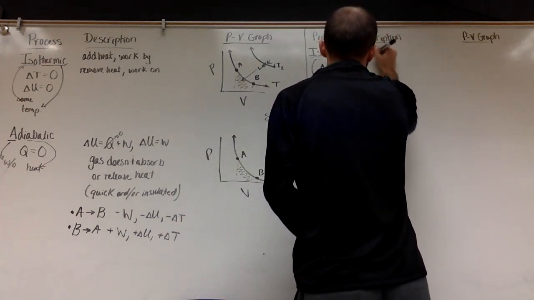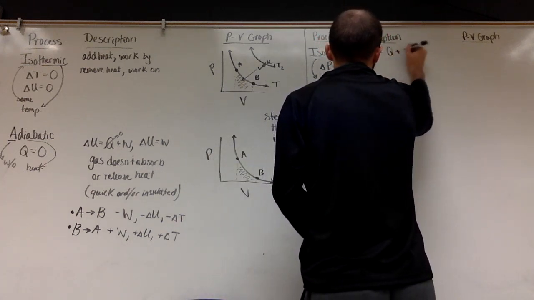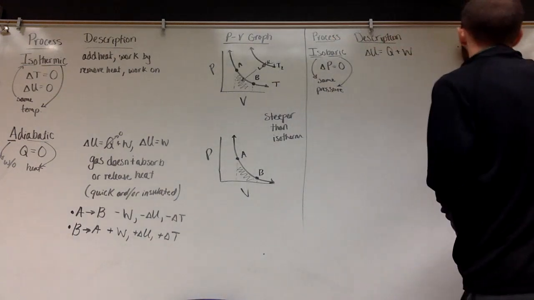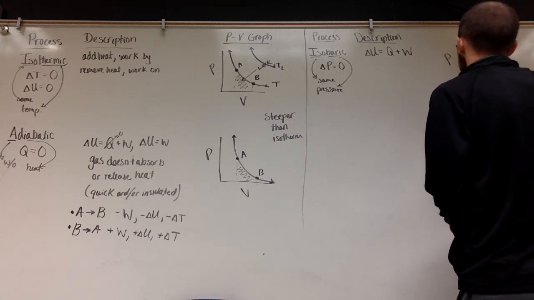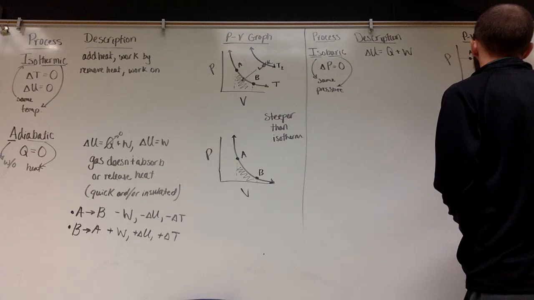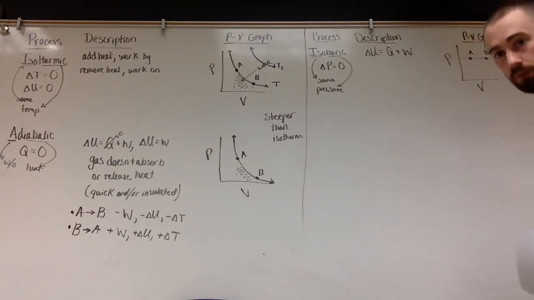So what does this look like? Well, in this case, we get to use the full equation because our heat and work are not going to be limited. So when we look at our PV graph, since it's the same pressure, we'll just have a line right across here. So we'll have A, we'll have B. Hopefully that's all on there. Cool.